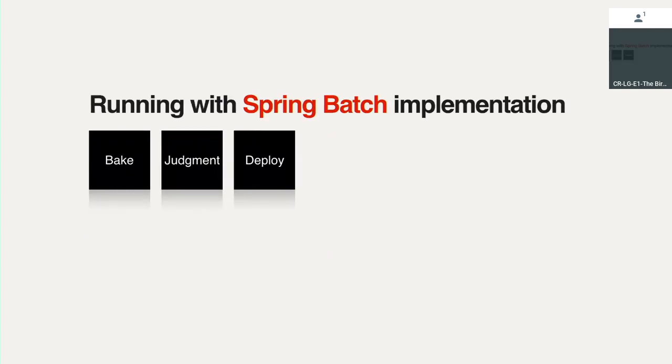We've got a simple example here: a bake, manual judgment, deploy. Those are the top level stages that are configured. When the request comes into Orca, this is what it knows about that pipeline, that it consists of these three stages.